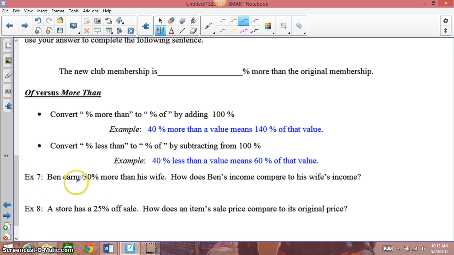So in example 7, it says Ben earns 30% more than his wife. How does Ben's income compare to his wife's income? If he earns 30% more than his wife, then more than to percent of, we add 100%. So I'm going to say 100 plus 30, and we're going to say, okay, well that's 130%, meaning here that he makes 130% of his wife's salary.